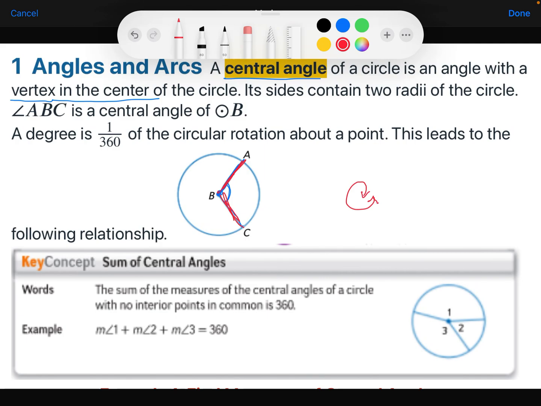That brings us to the sum of central angles. The sum of central angles is always going to be 360 degrees. So if we have angles 1, 2, and 3 here, and we add them all up, we're going to get 360 degrees.